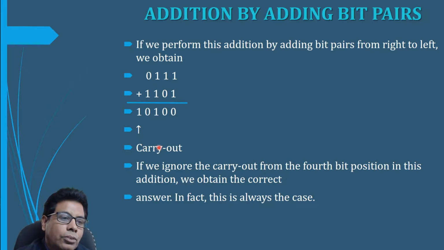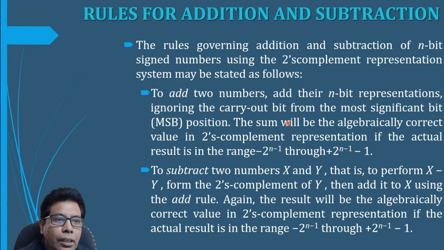Now, if we ignore the carry out from the 4th bit position in this addition, we obtain the correct answer. So this will be the case always. So we'll get the correct result if we discard this carry. So in modulo n arithmetic, we are able to do the addition in a simple way. So let us come to the rules for addition and subtraction.